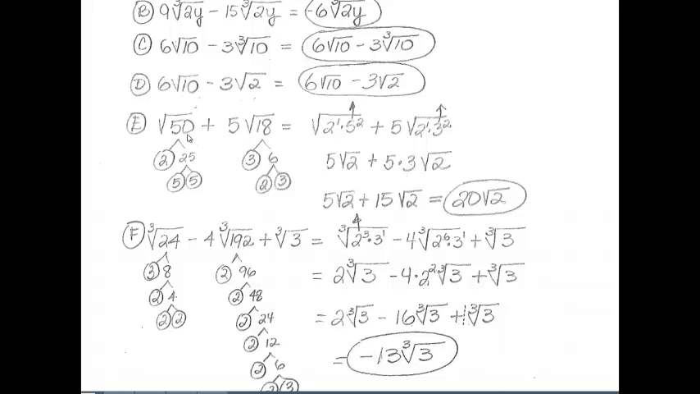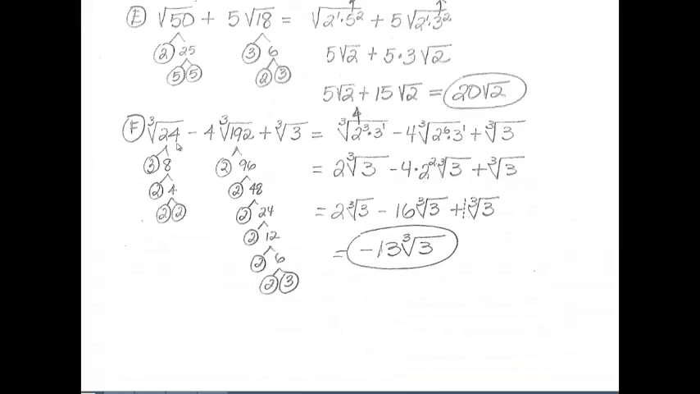So basically square root of 50 simplified as 5 square root of 2. 5 square root of 18 simplified as 15 square root of 2. And now I can combine these two to give me 20 square root of 2. Alright, very well. Let's go on to the next problem.